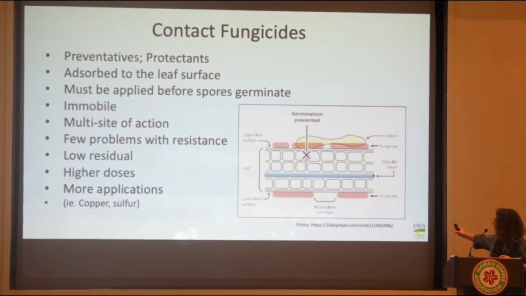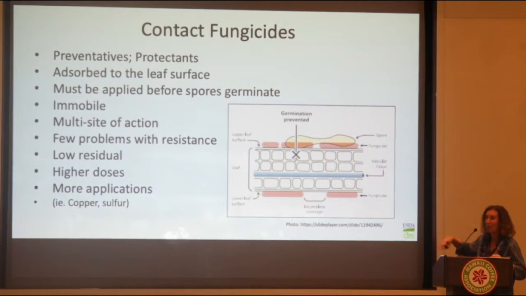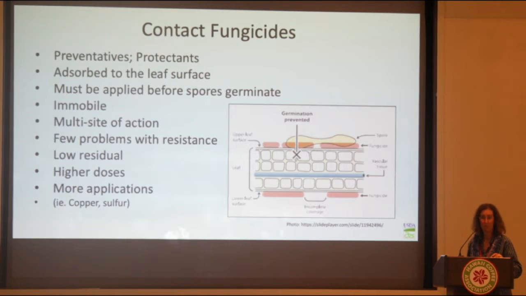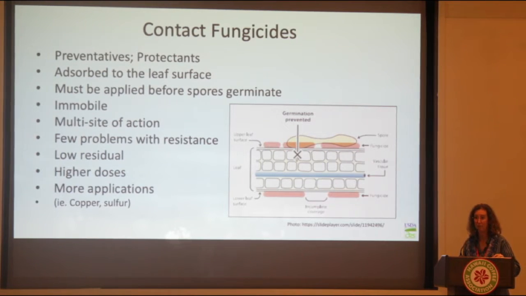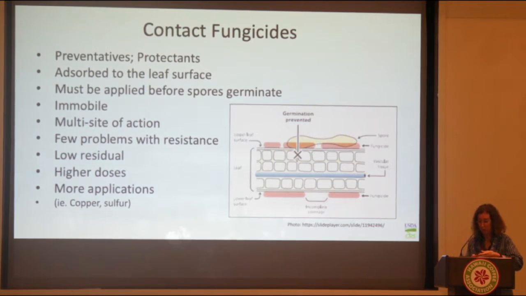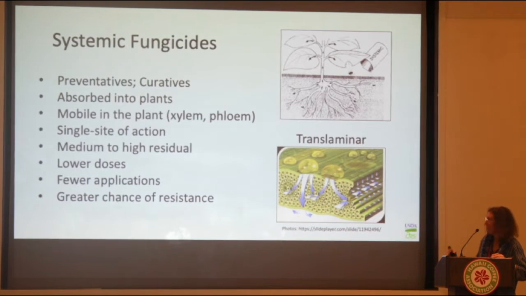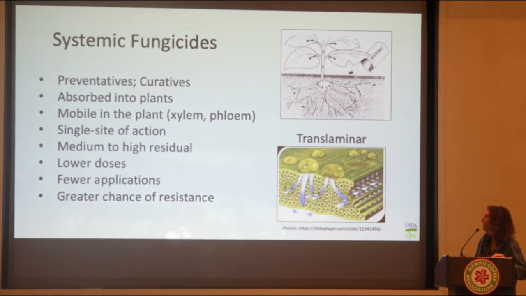That picture just describes that if a spore lands and there is that protectant on the leaf surface, germination will not occur. But if it's not good coverage, germination will occur. Okay, so onto the systemic fungicides. These are also preventatives and curatives, absorbed into plants.